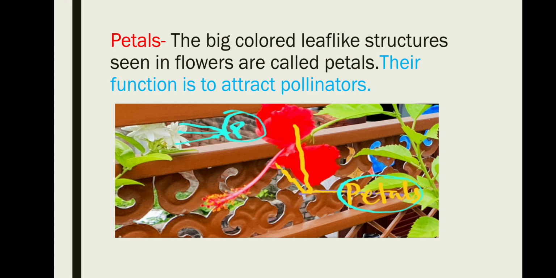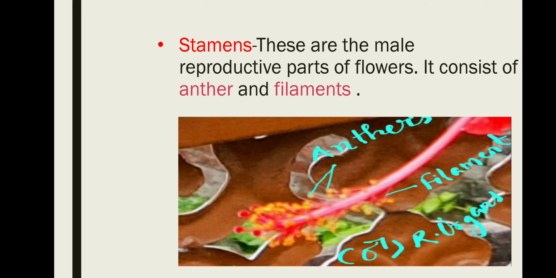Let's see what is next. It's the stamens. Here you can see the yellow colored structures, not the red one. The yellow dotted structures are basically the anthers, and the structure through which they are attached to this staminal tube, that is the red colored tube, is the filament. Stamens are the male reproductive parts of the flowers. They basically consist of anthers and filaments.